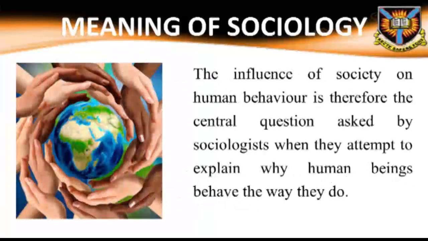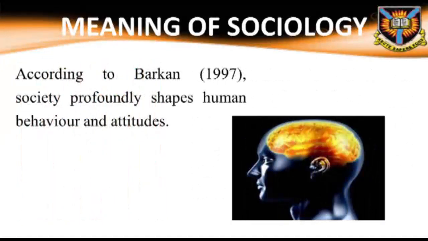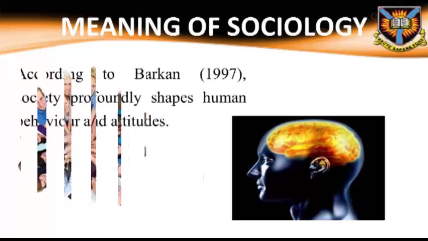The influence of society on human behavior is therefore the central question asked by sociologists when they attempt to explain why human beings behave the way they do. Unarguably, people are social beings more than they are individuals. Our thinking and motivation are largely shaped by our life experiences as we interact with one another. According to Barker in 1997, society profoundly shapes human behavior and attitudes.